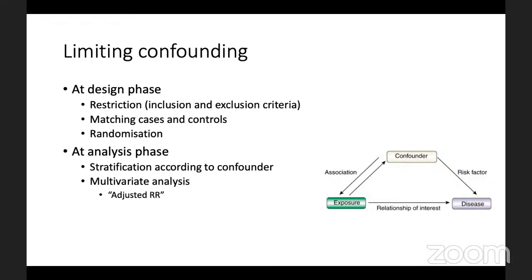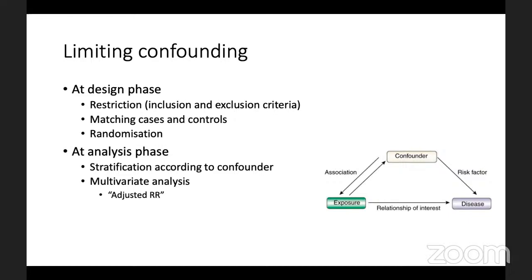Then at the design phase, you can use randomization. So with a sufficiently large sample size, all potential confounding variables should even out and have the same average value between your different groups. At the analysis phase, you can control for confounding with statistics. So with stratification, you look at the effects of the independent variable on the dependent variable according to different confounder groups. So in our example, we would say, what is the effect of dust exposure on the development of COPD in smokers? And then compare that to the development of COPD in dust exposed versus non-dust exposed people who don't smoke.